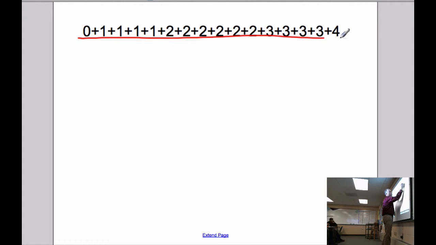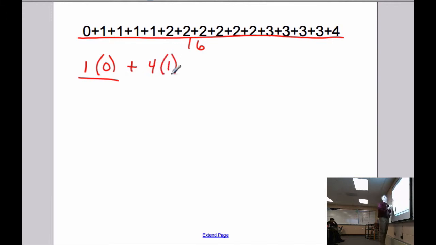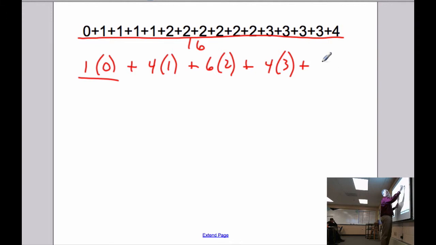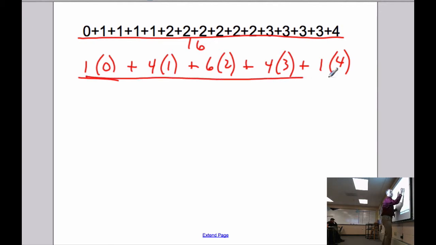I'd add them all up and divide by 16 of them, right? Not a big deal. Okay? Could I also do this? 1 times 0, right? Plus 4 1s, plus, what do we got? 6 2s, plus 4 3s, plus 1 4, and divide that by 16. Would that give me the same thing if I did it that way?